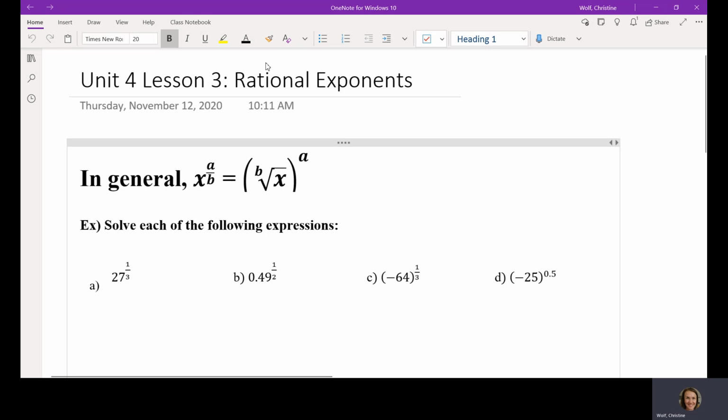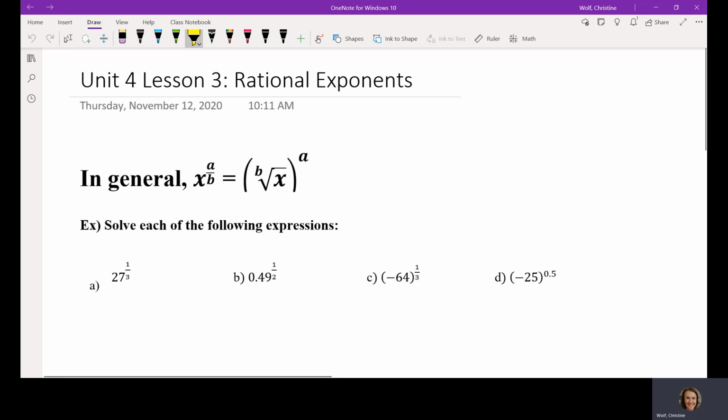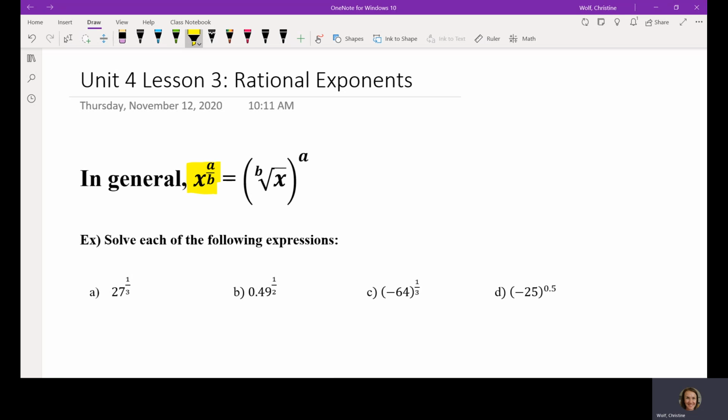So here's the law in general, okay? In general, when you have something to a fraction, so in this example here, I have x as my base, okay? And it's raised to the power of a over b. I have something x, whatever x is, could be 10, could be 8, doesn't matter. But if x has a power on it that's a fraction, we rewrite it like that. We actually change it to a radical, okay?